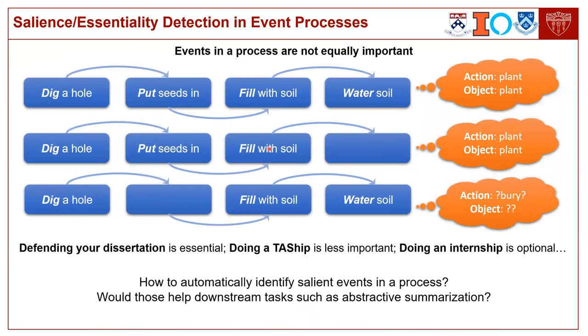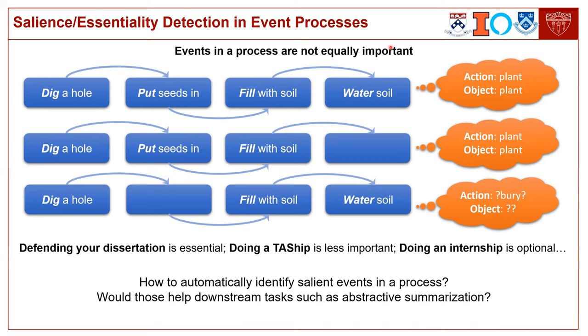Okay, yeah, there are several interesting problems. Some of them we have just started to work on, and some of them I think will happen any time. We haven't personally done them yet. So one problem, which is actually a direct follow-up of the event process intention prediction, is something we just started recently. That's the problem which we call salience or essentiality detection in event processes.